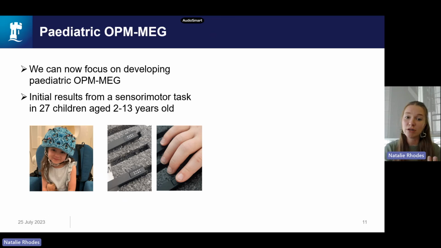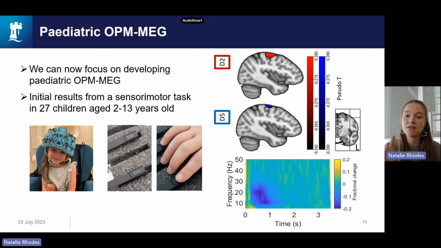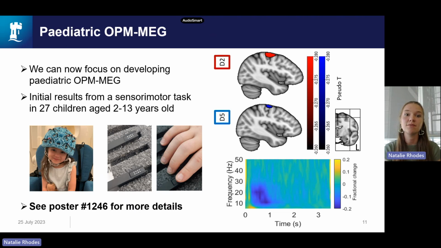We have these braille stimulators, where small pins tap on the index and little finger of the children's right hand while they're watching TV. And we see the expected event-related desynchronization across the beta band, which localizes to the contralateral sensory motor cortex, exactly how we expect, but these signals are in children too. If you'd like to see more details on this, you can go to my poster number 1246.